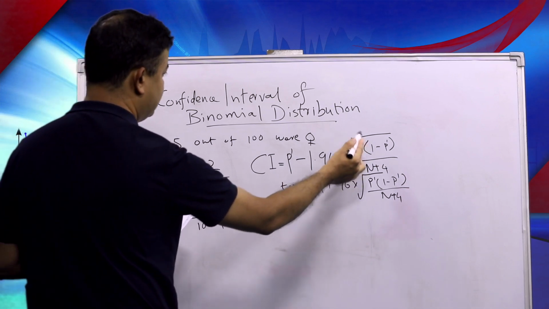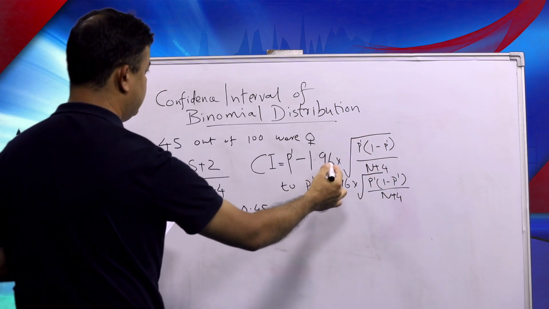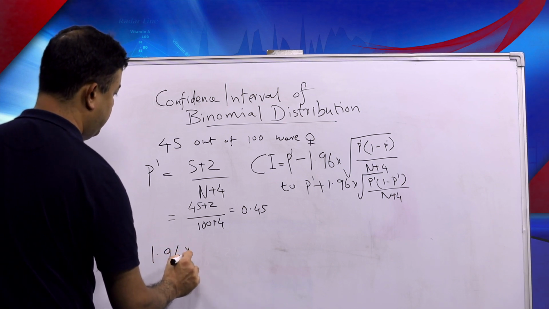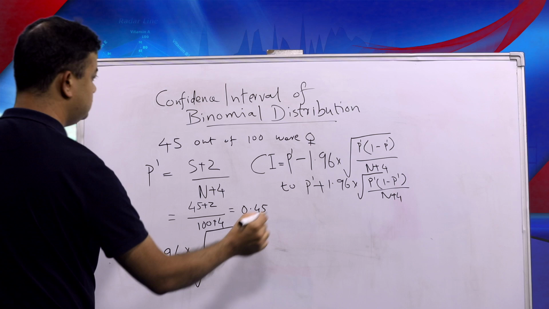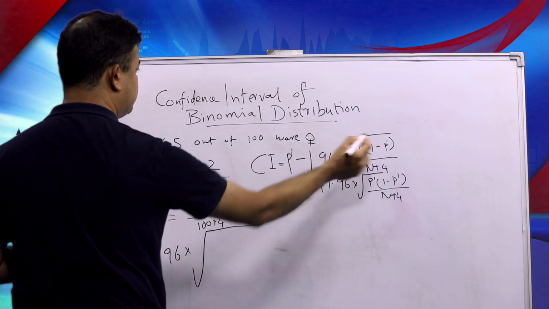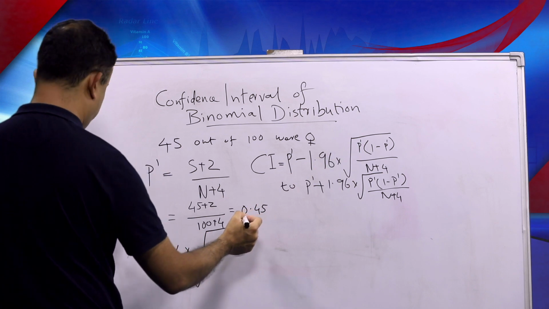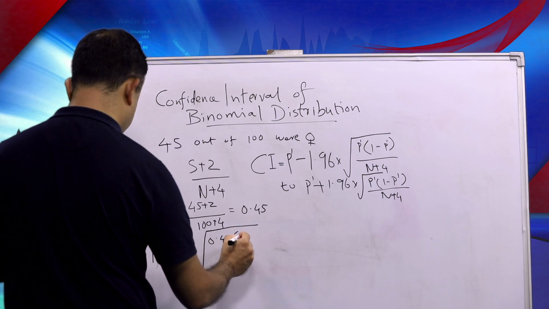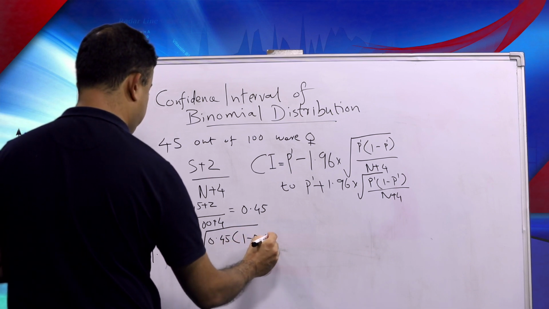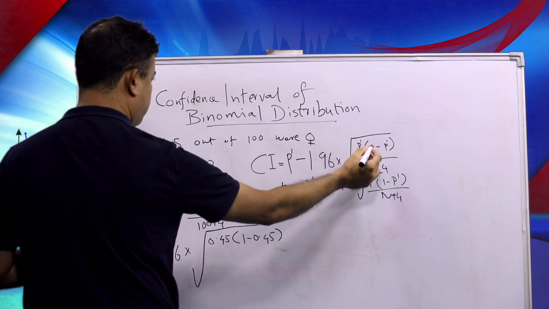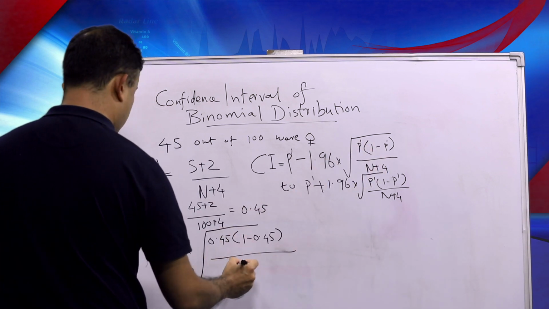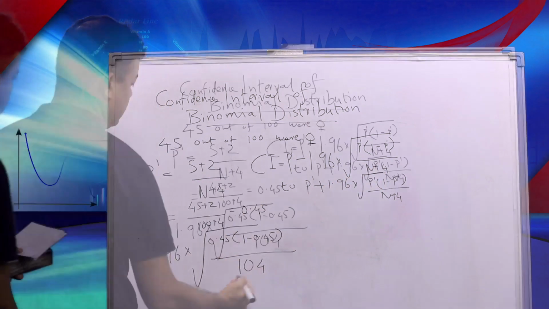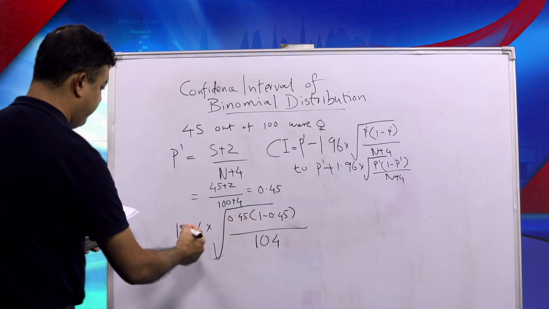So let us first calculate the width of the confidence interval. The width is calculated as 1.96 multiplied by root of P prime into 1 minus P prime, so substituting P prime with 0.45, this is going to be 0.45 multiplied by 1 minus 0.45, divided by 104. That is what, this 100 plus 4. See, N plus 4 is 104. So if you solve it, this one is the width of the confidence interval.